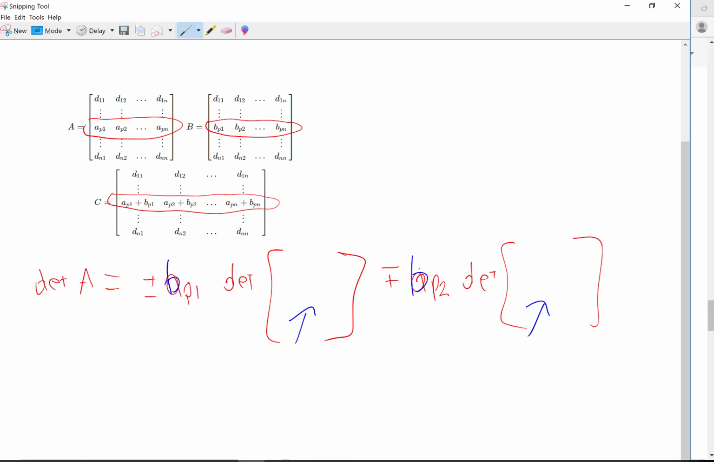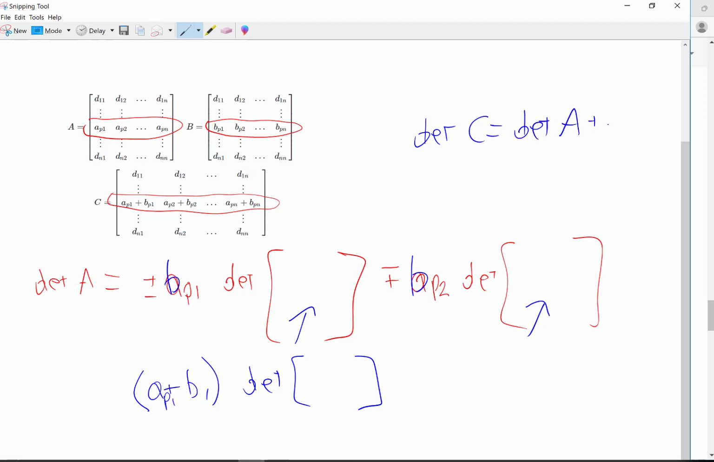Now what about matrix C? Well, that's the sum of these things. So if you think about it, it's AP1 plus BP1 times exactly the same determinant. So I think it's pretty clear that the determinant of C is going to be the determinant of A plus the determinant of B in this case.